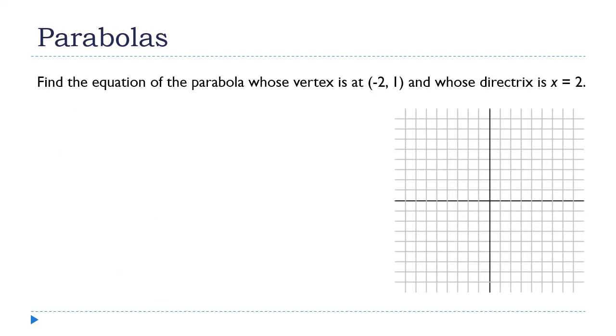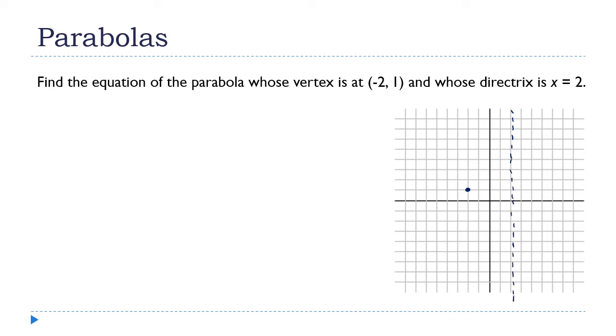So let's look at another one. Here, we know the vertex and we know the directrix. So again, let's start with the same process. I'm going to graph this. The vertex is at over -2 up 1. That's up here. And the directrix is at x equals 2. That's right here.